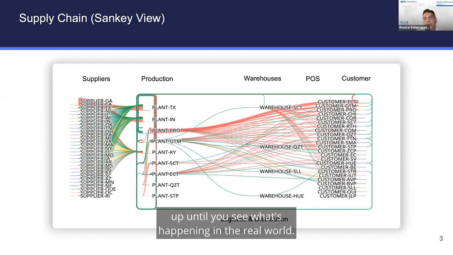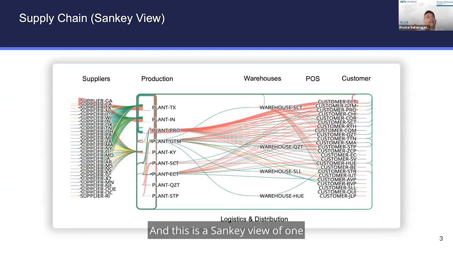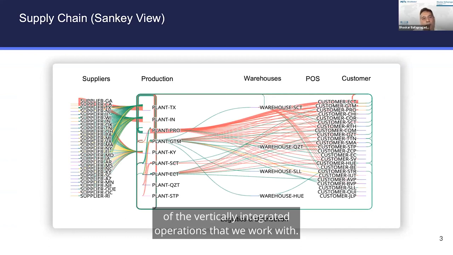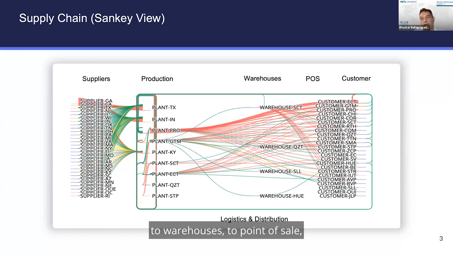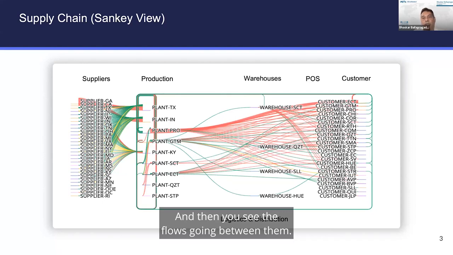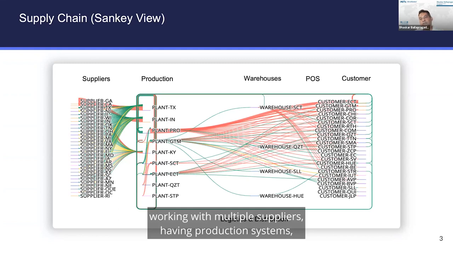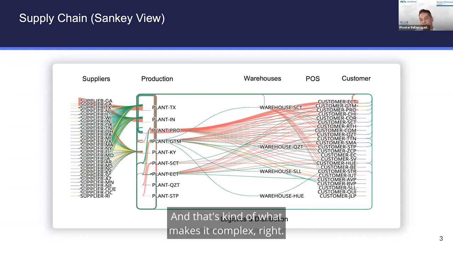up until you see what's happening in the real world, and this is a Sankey view of one of the vertically integrated operations that we work with. You see there is a whole bunch of nodes from suppliers to production to warehouses to point of sale customers, all interconnected, and then you see the flows going between them. The challenge is that at each of the nodes, it's a many-to-many relationship. So you have multiple suppliers sending their raw materials to multiple plants, working with multiple suppliers, having production systems, bill of materials, et cetera. And that's what makes it complex, right?